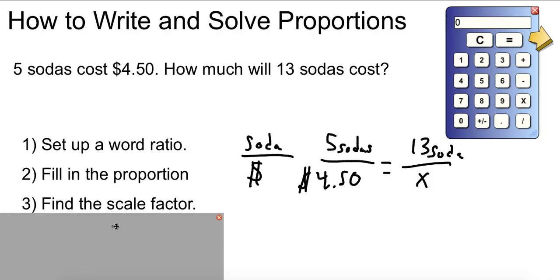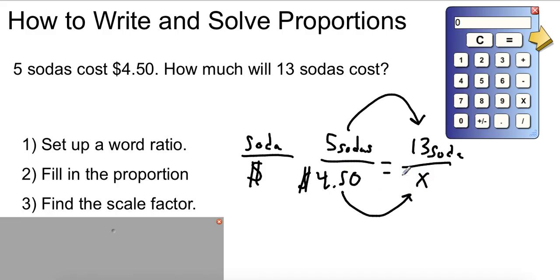And now I'll need to find the scale factor. So again, I need to find the scale factor between 5 and 13 in order to find my missing value, or the missing amount, for $4.50. So what I'm going to do is I'm going to write an equation. I'll do this over here so I have a little bit more room. 5 times s equals 13. I divide by 5 on both sides to isolate s. So I get that s is equal to, let's put this in decimal form, 13 divided by 5 gives me 2.6.